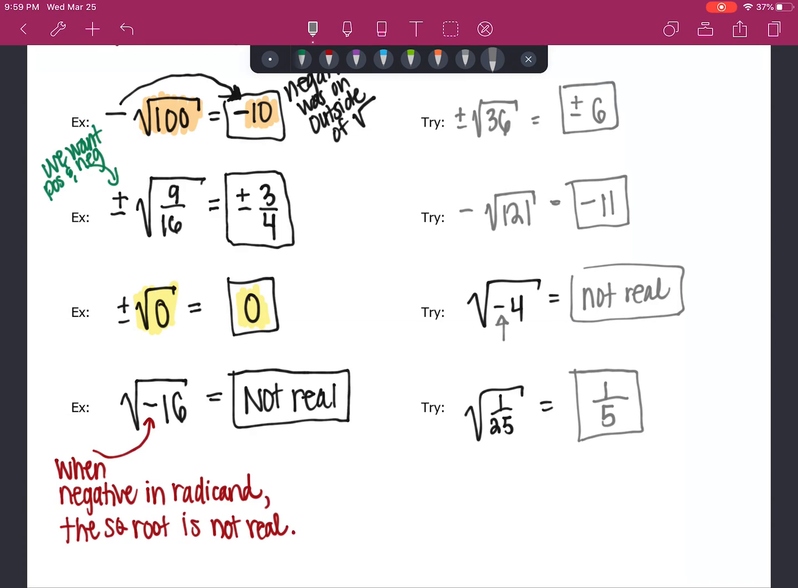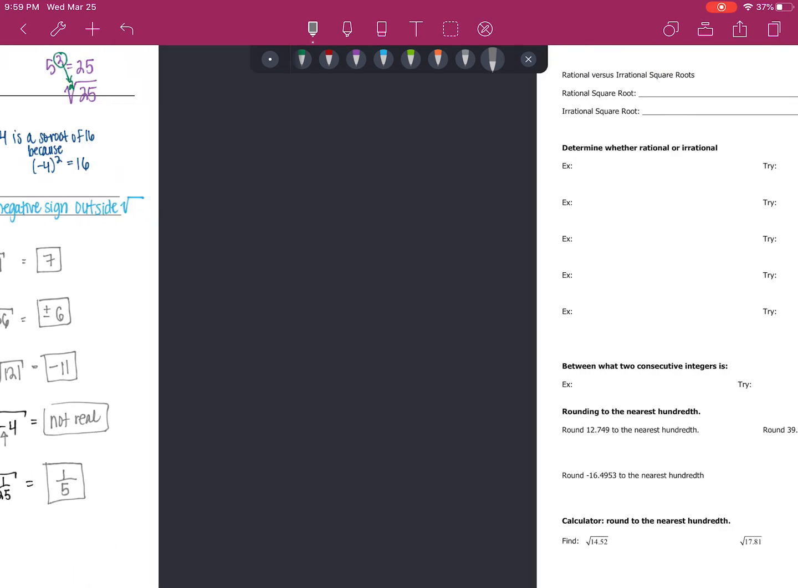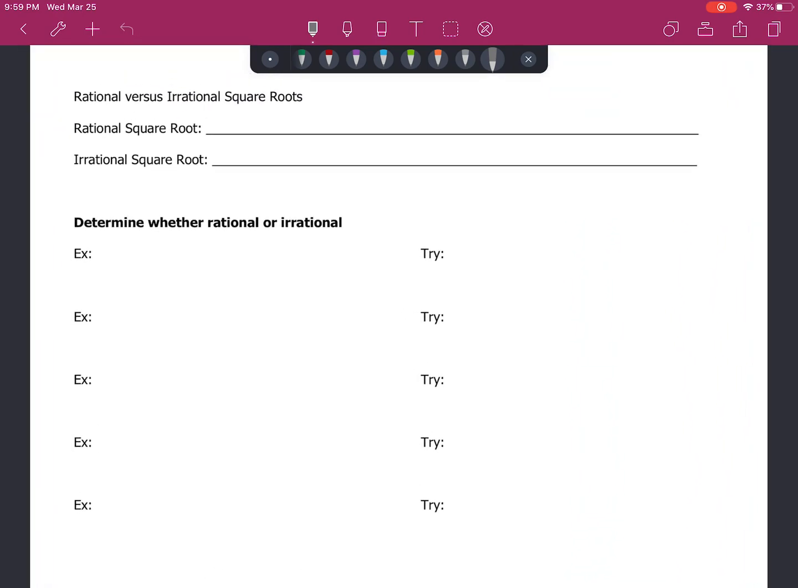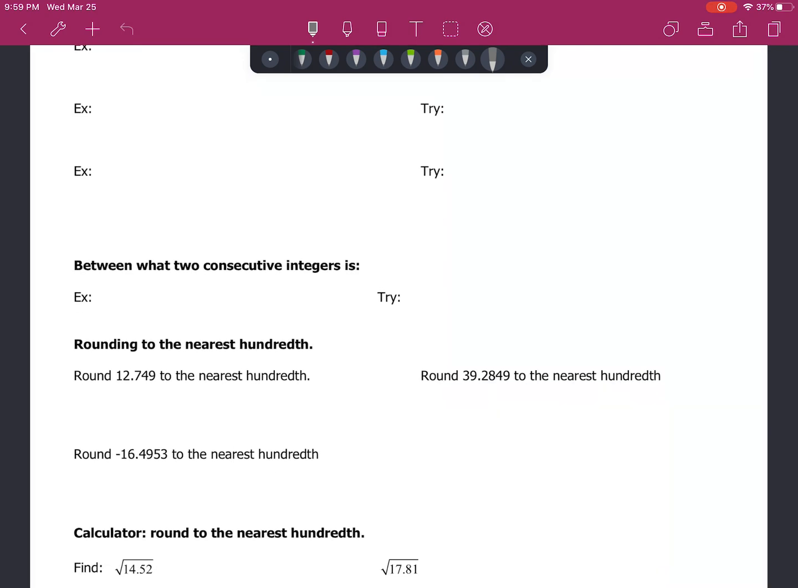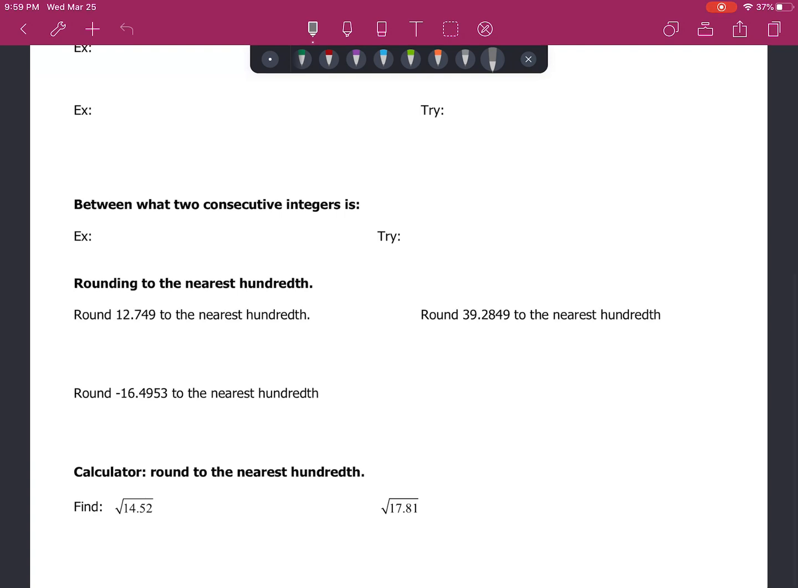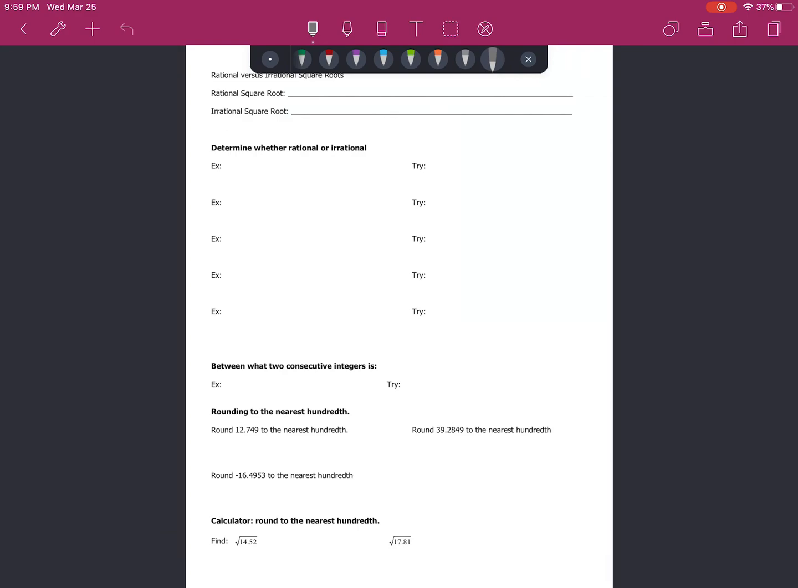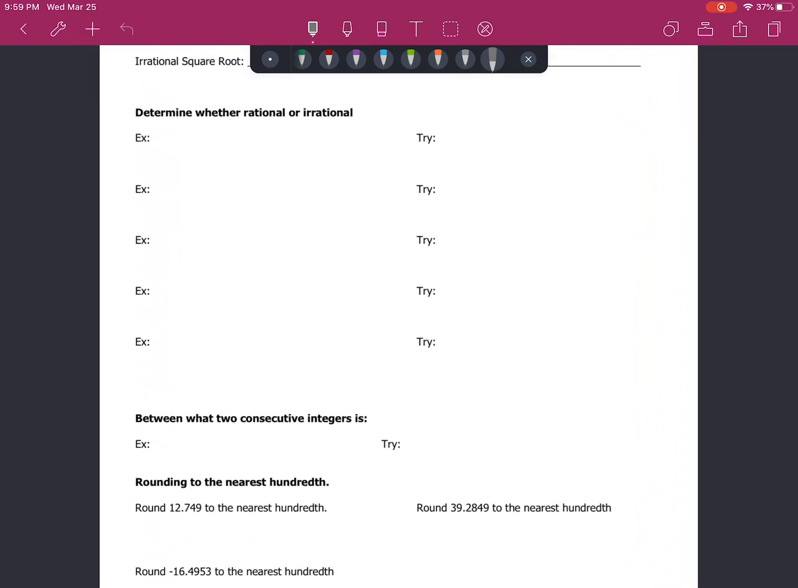So now in the next video, we're going to talk about rational versus irrational square roots. We'll have some examples and tries. It does go rather quickly, but hopefully I'll show you something that either you already knew and you feel a little bit more comfortable with, or maybe I'll show you something that you've never seen before.